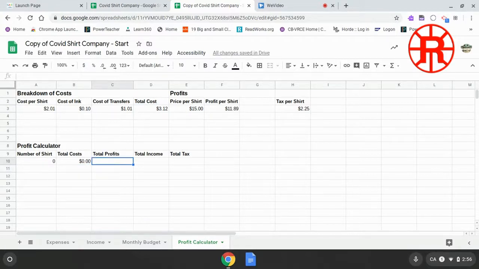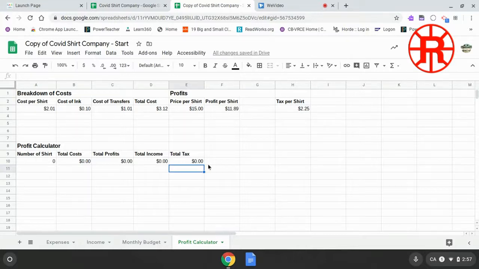And then our total profits is going to be based on, again, equals the number of shirts multiplied by our profit per shirt. And then our total income is going to be based on, again, our number of shirts multiplied by our price per shirt. And then, of course, our total tax, once again, is going to equal our number of shirts multiplied by our tax per shirt.